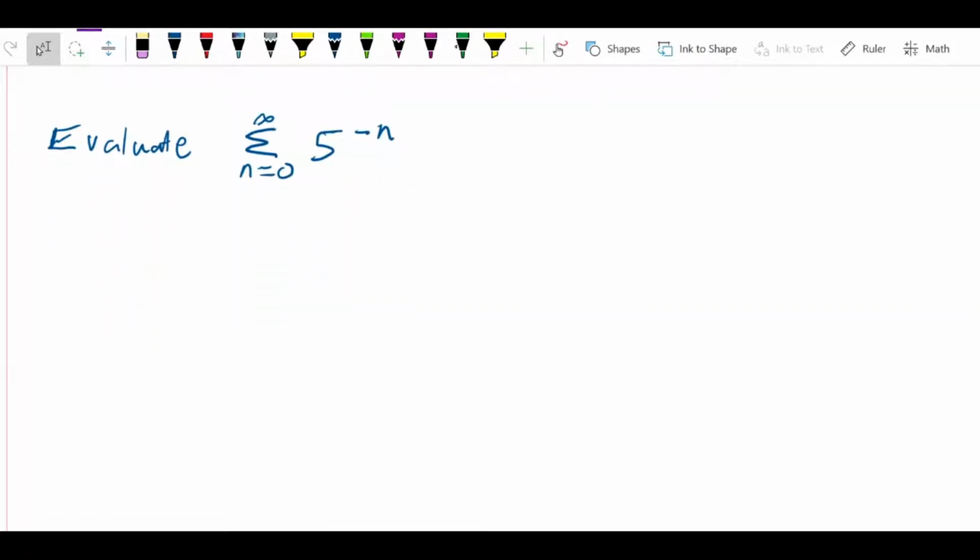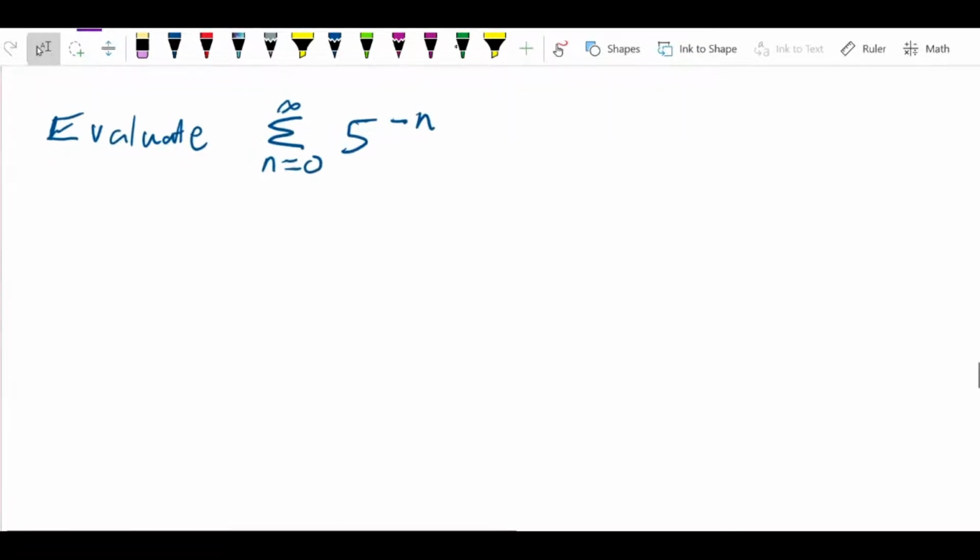So let's start with this one. We have the sum from n equals 0 to infinity of 5 to the negative n. So let's see. How do we evaluate this? Recall that we can use this formula. We'll use the simpler version of the formula here. We have the sum from n equals 0 to infinity of r to the n is equal to 1 over 1 minus r, as long as the absolute value of r is less than 1.